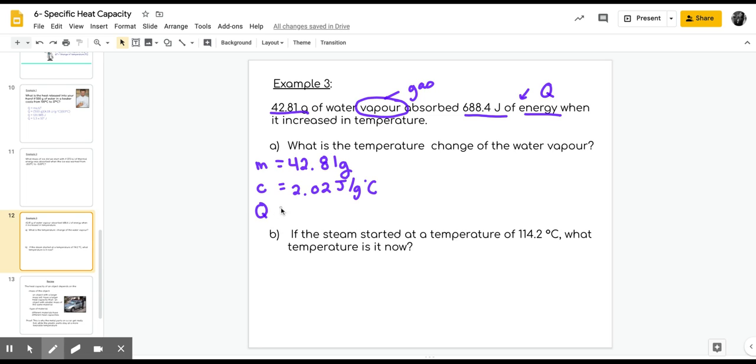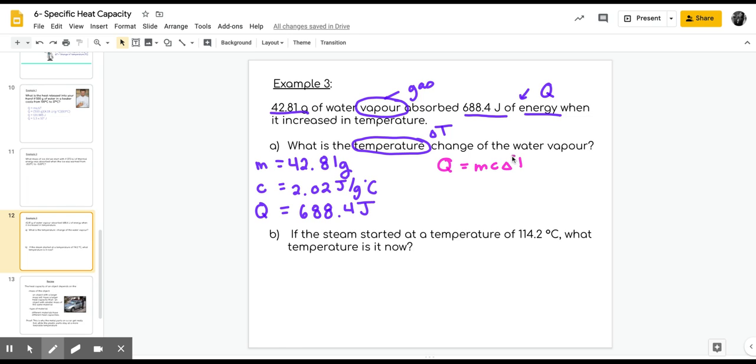Okay. It is important you get familiar with the units and the terms so that you know what each number is going with what variable. So 688.4. It is in joules, so that means I get to leave it as is. And it asks for the temperature. So I'm looking for delta T in this question. So now knowing all my information, I write my formula.